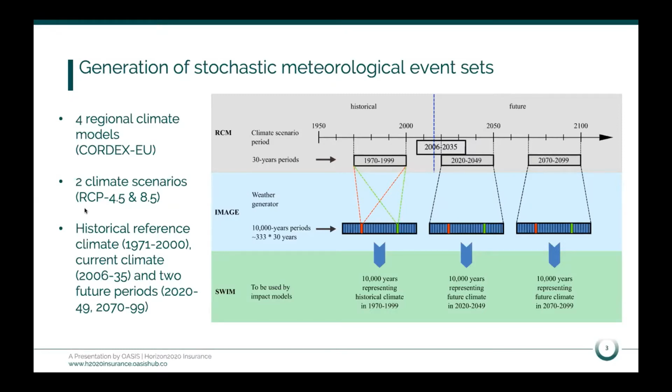They are called Cordex EU, and they basically give us input from large global and regional climate models that will then drive our weather generator and the rest of the model chain. Seeing that we want to actually investigate the effects of climate change, we look at two climate scenarios, the RCP 4.5 and 8.5. And we tend to look at a reference period, which is now defined as 1970 to 1999.